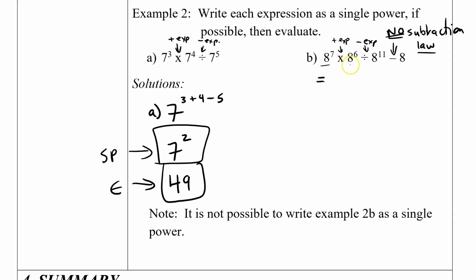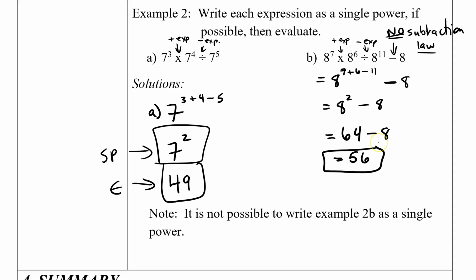So here I see bases are the same. I see 8. And I see multiplication and division. So I'm seeing 8 to the 7 plus 6 minus 11. And then I just have a regular old minus 8. This is kind of like our BEDMAS. So we have to finish the exponents first and then we do our subtraction. So I have 7 plus 6, which is 13, minus 11. So it's 8 squared minus 8. So this is as best as we can do here. So I go 64 minus 8. 64 minus 8 is going to be 56. This is all I can do.